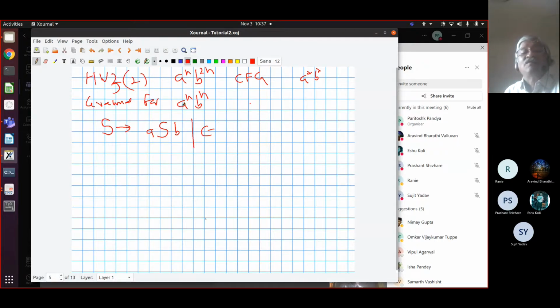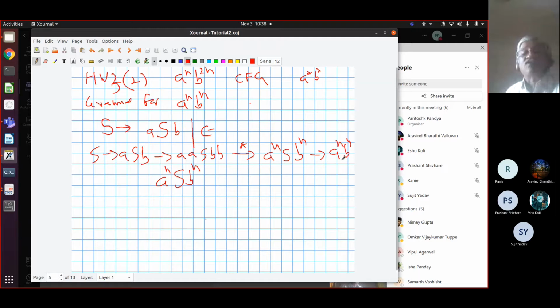It's clear, right? If there are n a's, you apply this rule n times, so you will get a raised to n, S, b raised to n. That is what you get by successively applying this rule. S goes to aSb, then you apply this again: this S gets replaced by aSb, so you get aaSbb, and you do this totally n times, you will get a raised to n, S, b raised to n. Now you apply the epsilon rule and you get a raised to n, b raised to n.